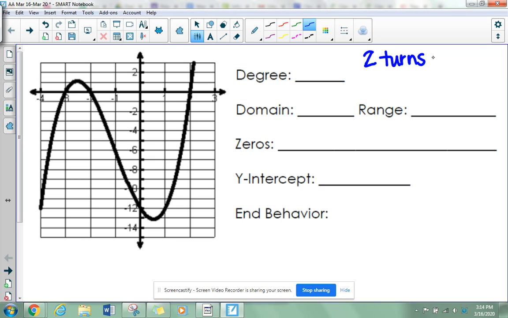And so what you typically want to do is take the number of turns and add 1, and that'll give you what the degree is. So I can really easily see that this function must be a degree 3 function. In other words, it is a cubic function.